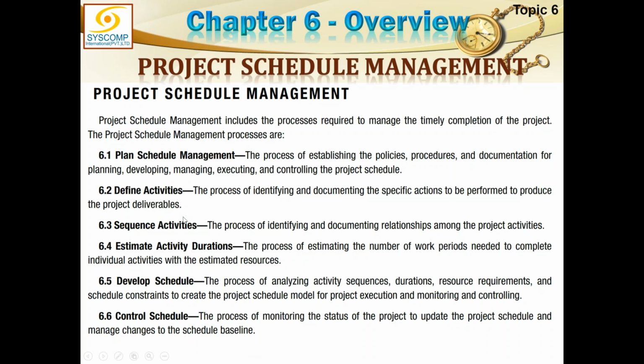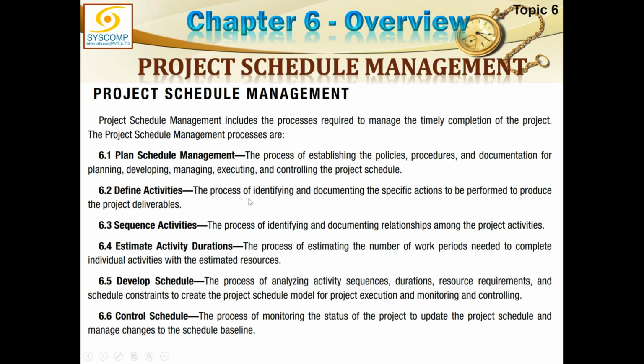Define activity is the process of identifying and documenting the specific actions to be performed to produce the project deliverable. So you remember the project scope. We talked about the product scope and the project scope. Product scope was what is to be included in the product, and project scope is how to create that product. So how to create that product is broken down to work package level in create WBS process we did earlier, and now we are further breaking it down to the activity level, and here we are defining those activities.